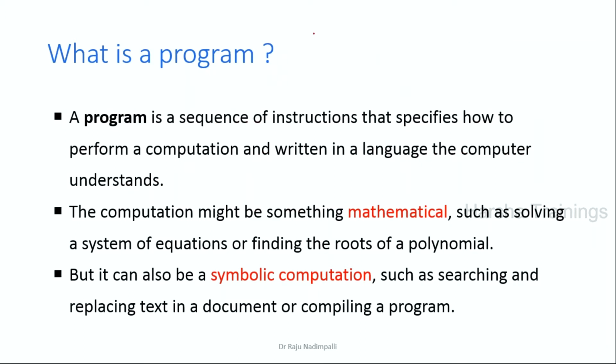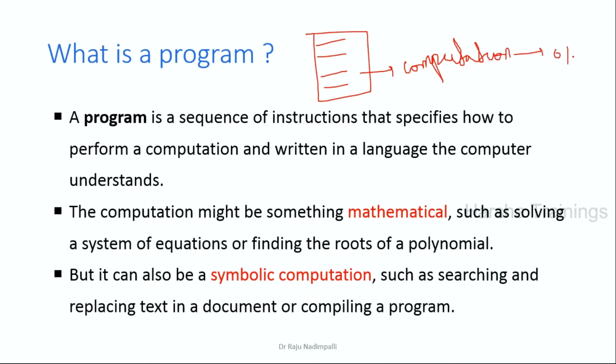What we discussed is that a program is a set of instructions. When we execute these set of instructions, we will do some sort of computation. This computation is going to produce an outcome. This computation produces an output. That's what I have discussed.